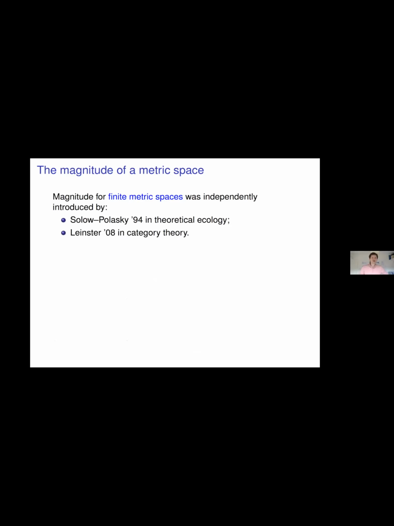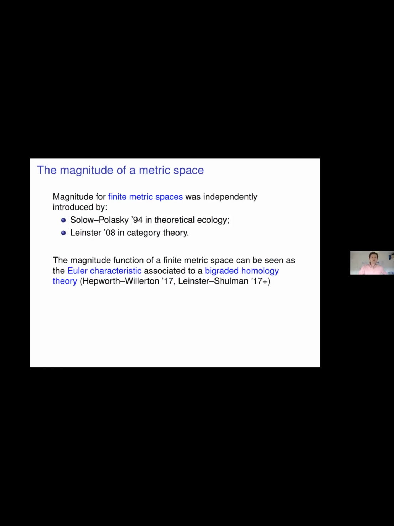This notion showed up in at least 2 different independent ways in the literature before, not under this name. Essentially this idea was introduced in theoretical ecology by Solow and Polasky back in the 90s as a way of trying to talk about the effective number of species in an ecosystem. It was later independently reintroduced by Leinster. He first publicized this in a blog post in 2008, and his motivation came from category theory. I'm not going to spell out either of these motivations, but for the sake of time, I'm just going to move right on with the definition.